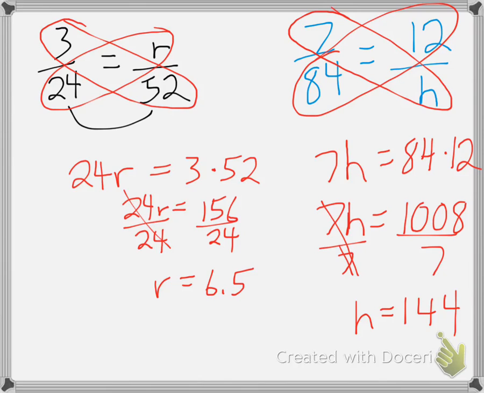So the shortcut to this is really easy. We're going to multiply the two numbers that are across from each other, right? 3 times 52, 84 times 12. We're going to multiply those, and then divide that by the number that's across from the variable. We're doing the same thing, we're just shortcutting the step. Because what did I do here? I multiplied 3 times 52, and then I divided it by 24, right? What did I do here? I did 84 times 12, and then I divided by 7. It's going to be the same steps with every single cross product problem. You multiply the two numbers that are across, and that equals the number times the variable, and then you divide by that number to find out what the variable is.